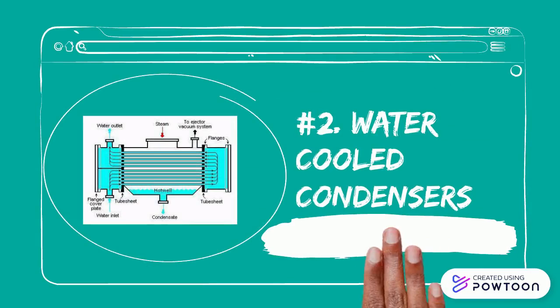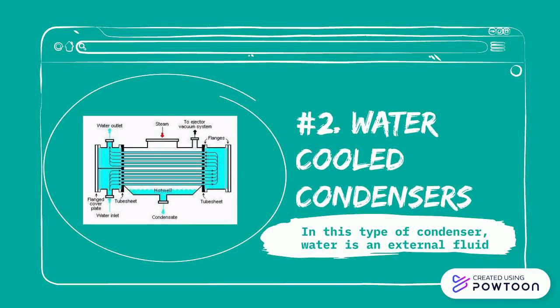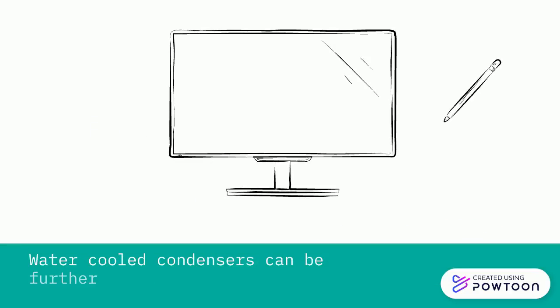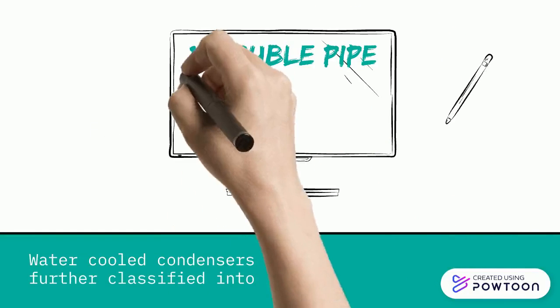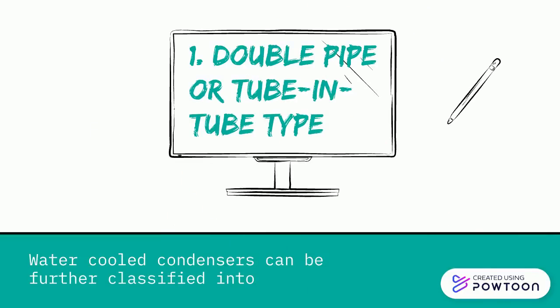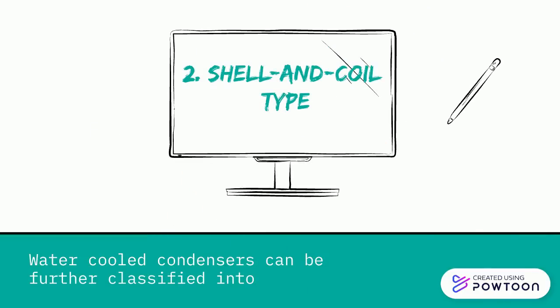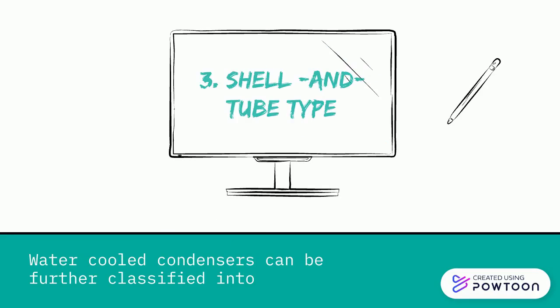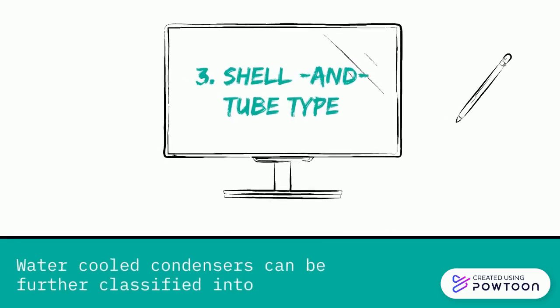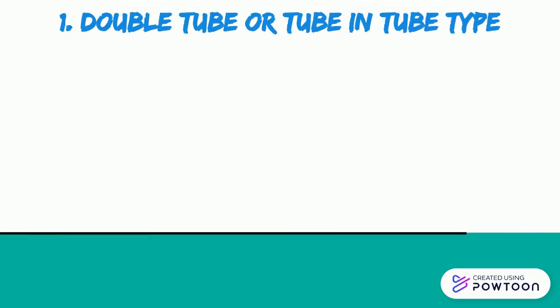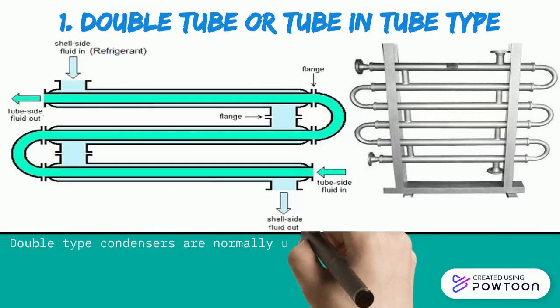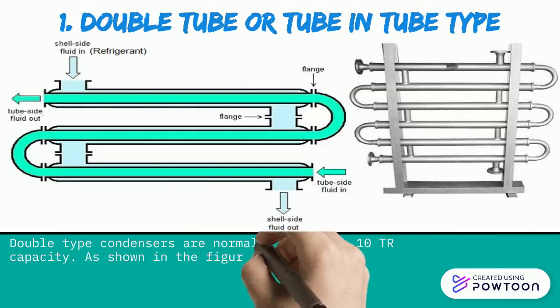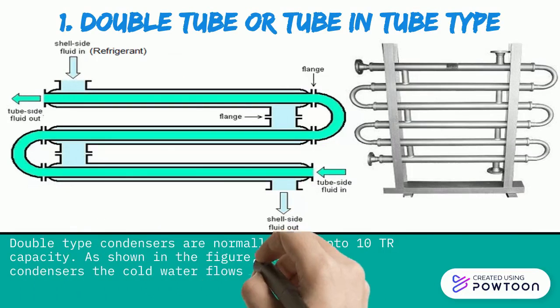Second, water-cooled condenser. In this type of condenser, water is an external fluid. These condensers can be classified as double pipe or tube-in-tube type, shell-and-coil type, shell-and-tube type. Let us see the first type, that is double tube or tube-in-tube type. This type of condensers are normally used up to 10 TR capacity.